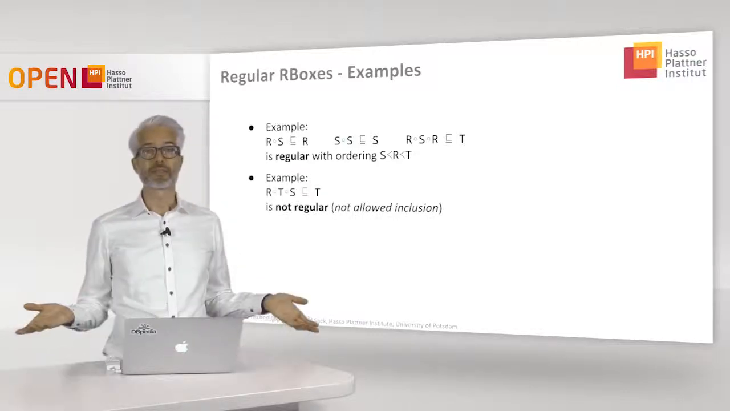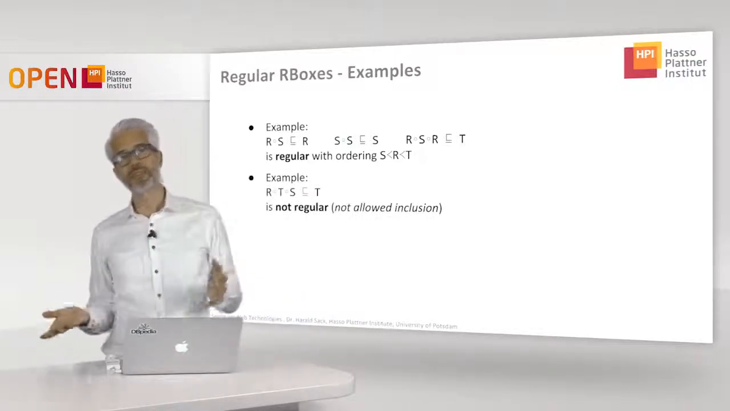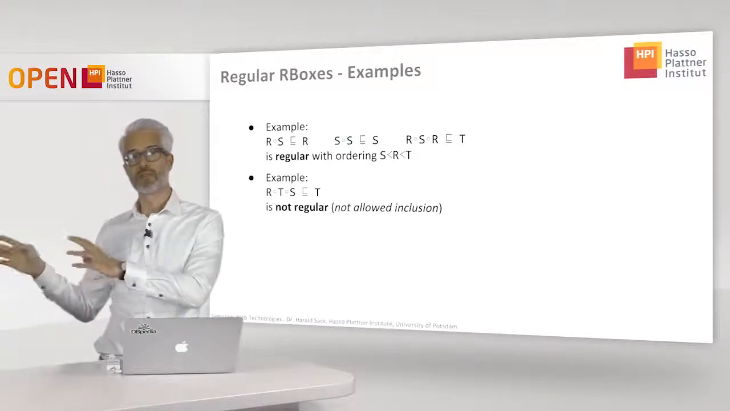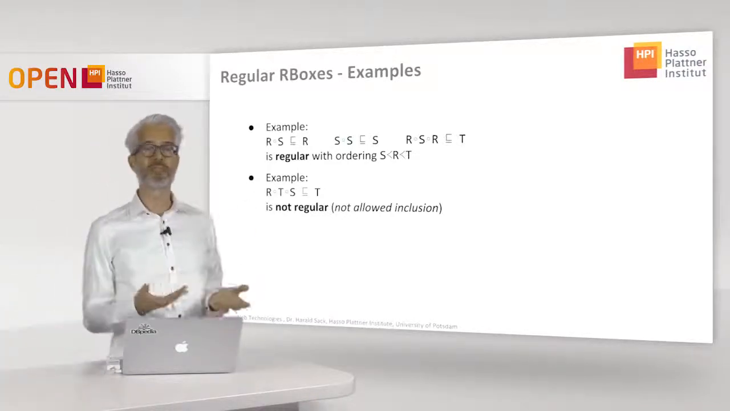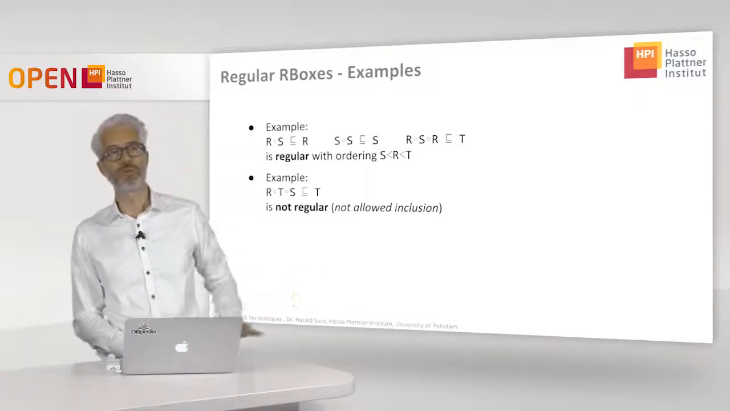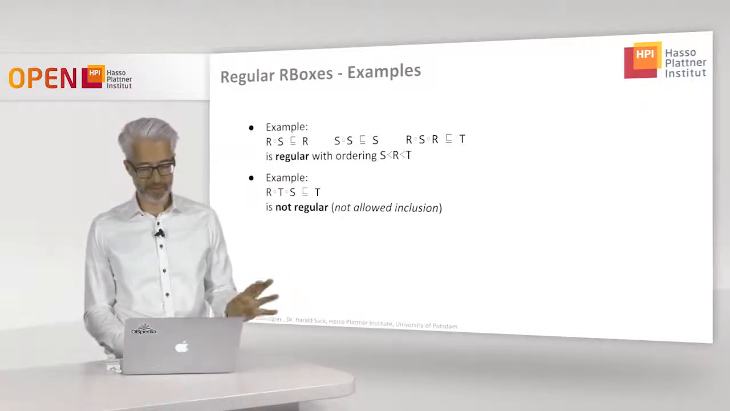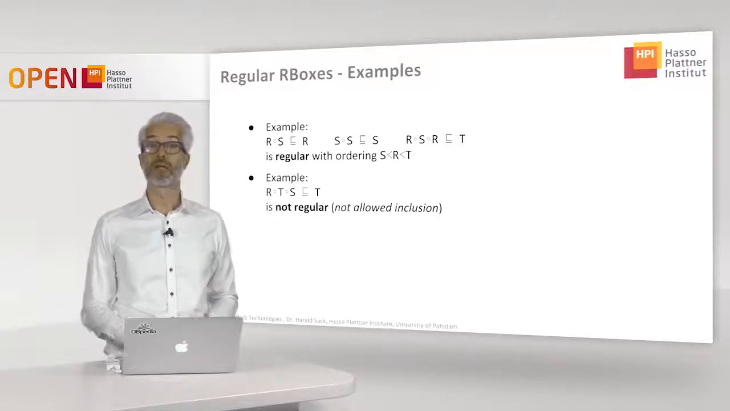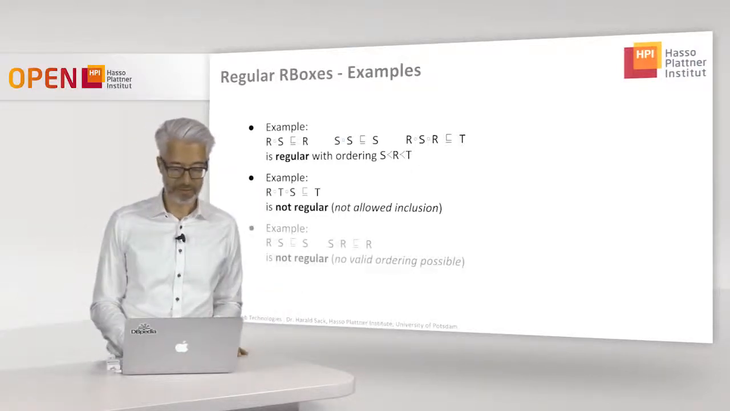Okay, let's look at the next one. This is pretty clear. Here I have T, which is on the right side, also on the left side, but in the middle. And of course, this is a not allowed inclusion according to the rules we had on the last slide. So this is, of course, not regular and not allowed in that case.